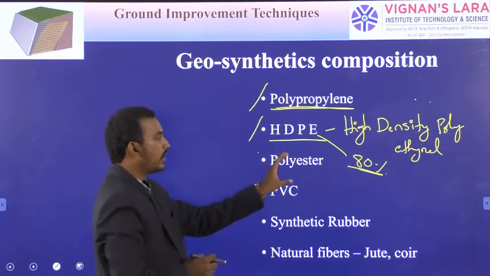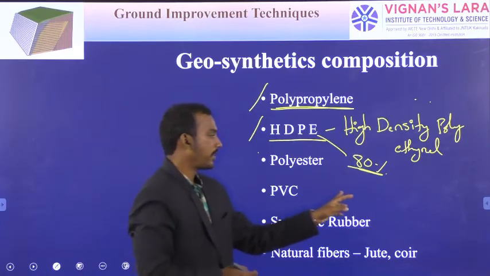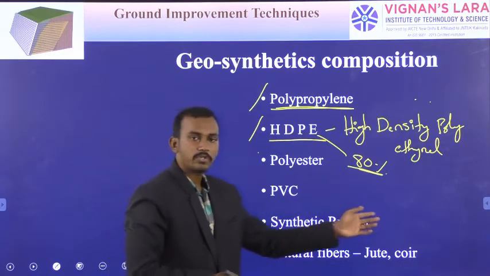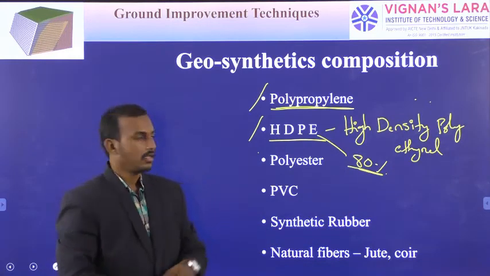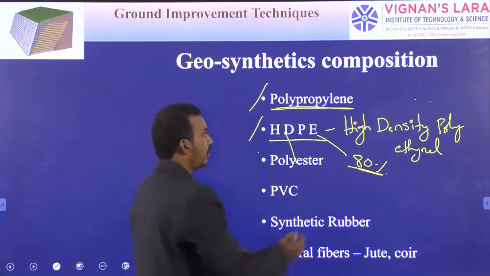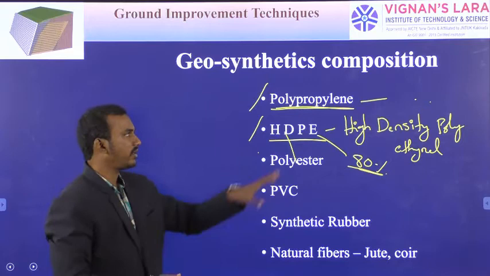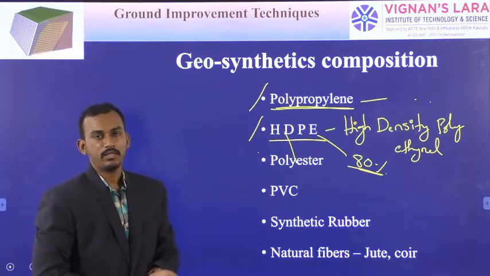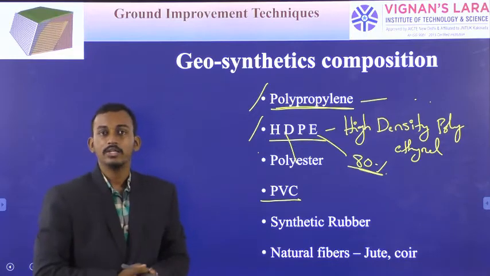We cannot say this limit to this limit, like PVC should be about 5 to 10%, or synthetic rubber should be about 2 to 6%. Like that we cannot say. If we are having at least one of these, 100% of polypropylene, that is also known as a geosynthetics. Not exactly 100, 99% of polypropylene, remaining 1% is, let's say, PVC. That is also known as a geosynthetics.